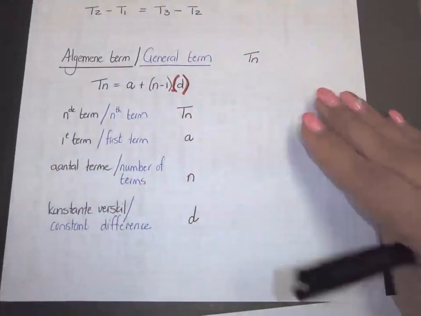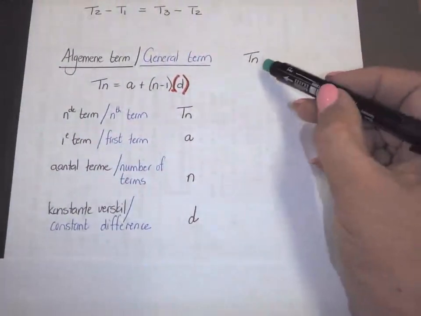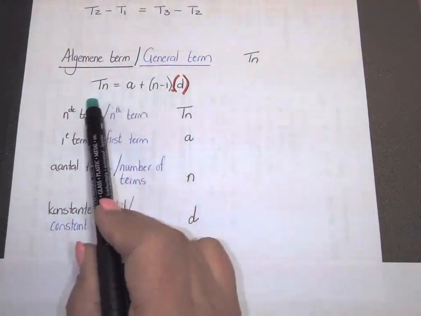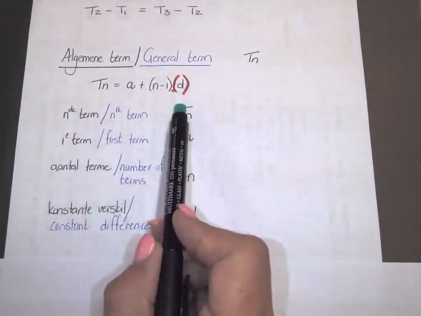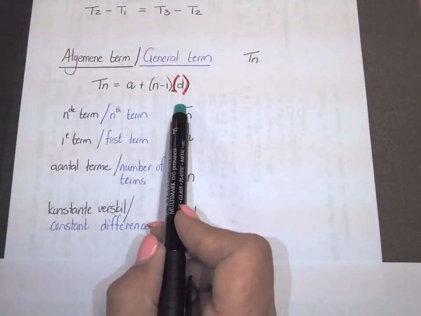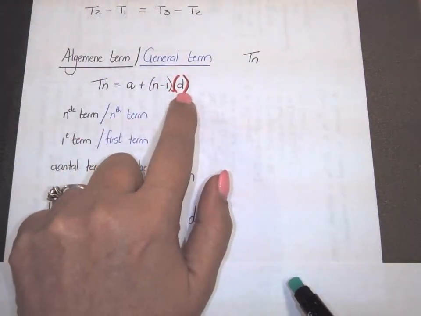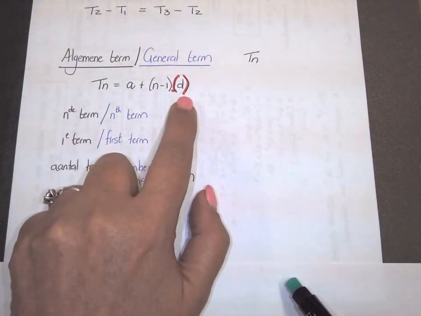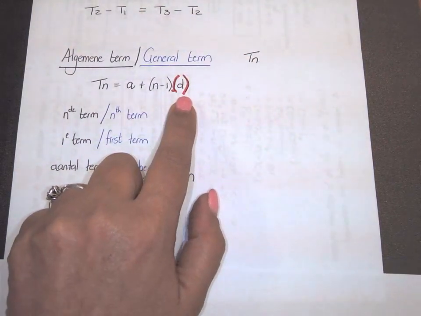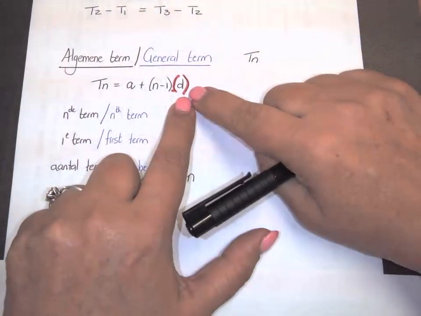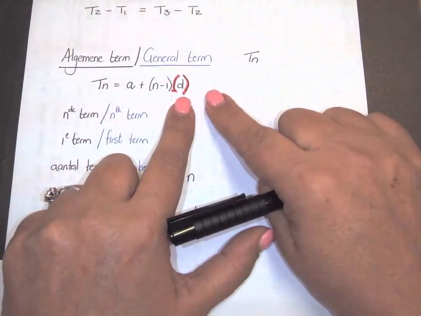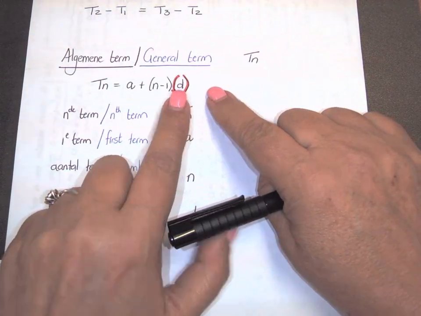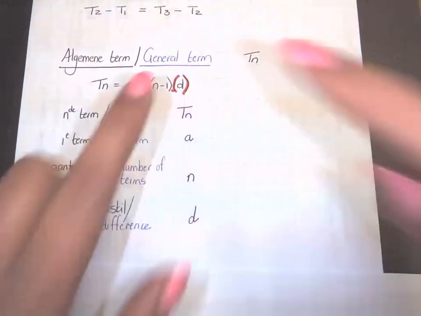General terminology. The general term is Tn. This is your formula for the arithmetic sequence. Now a tip. Because we have to multiply D with this bracket, always put D in brackets, because sometimes D has a negative value. If you don't put it in brackets and you type it in on your calculator, the calculator will minus the D and not multiply the D. So always put D in brackets.